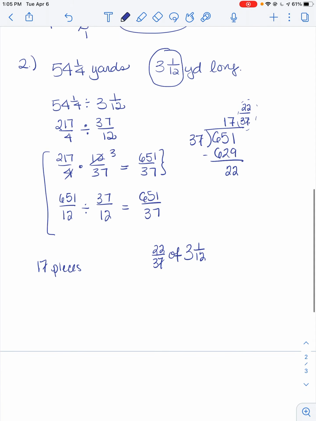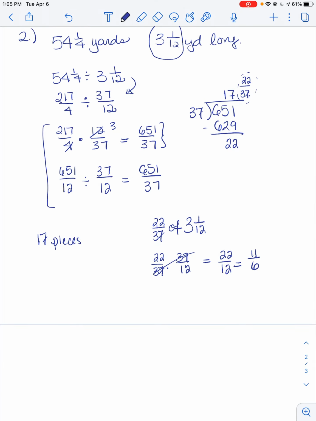But we remember from before that 3 1/12 is the same as 37/12. So there are 22/37 of 37/12 left over. Quick multiplication gives me 22/12 or 11/6. That tells me that there's actually 11/6 of a yard left over. 11/6 as a mixed number would be 1 5/6 yards of material left over.